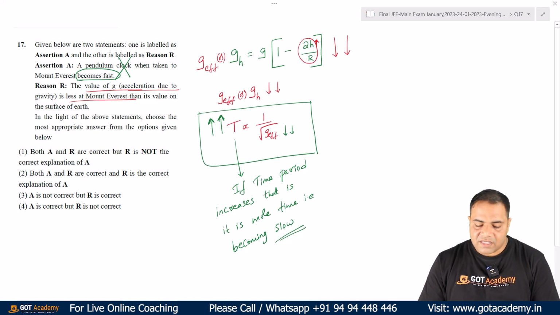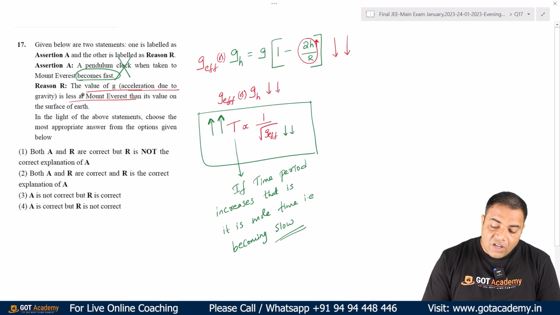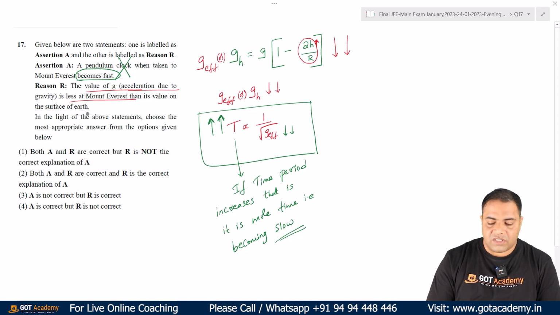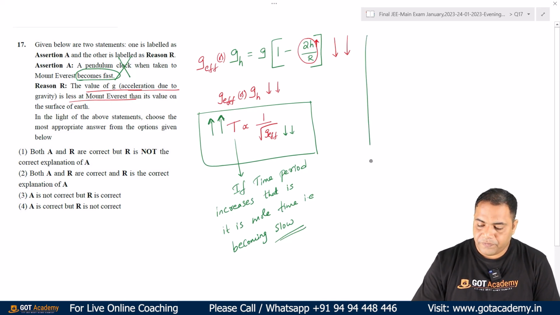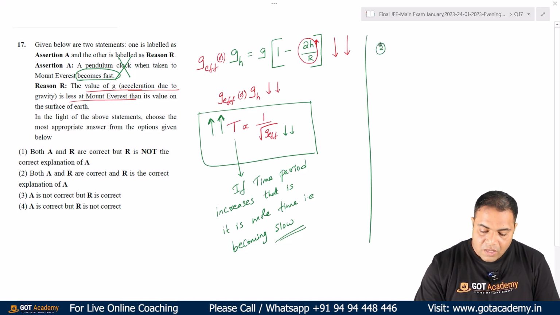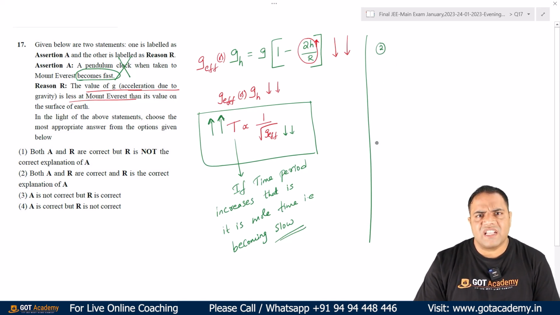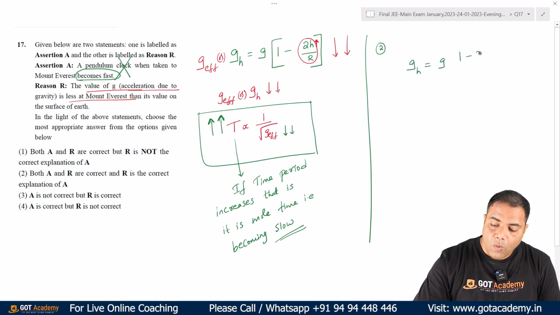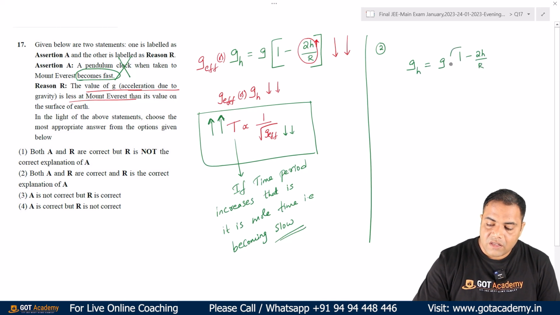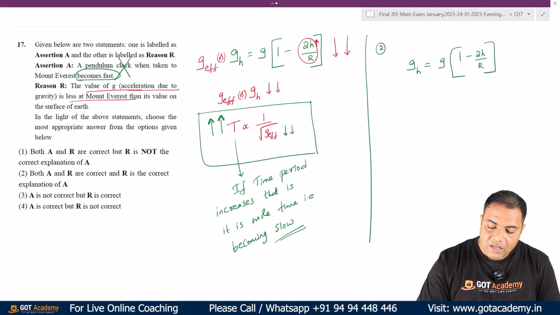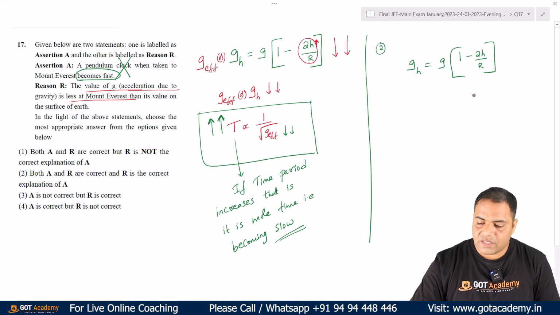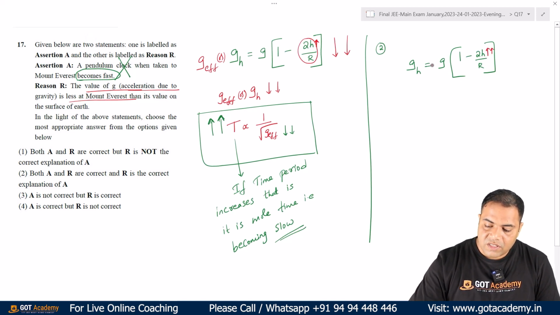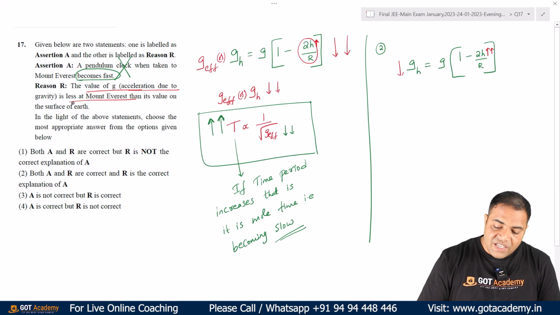Now let us come back to the reason. Okay. The value of G is less at Mount Everest than its value on the surface of Earth. Let us check it out. The value of G is less at Mount Everest. So Mount Everest means nothing but at some height h. So G at a height h is given as G into 1 minus 2h by r. So this is our formula. Okay. So Mount Everest means nothing but at some height. So this is reduced. So the value of G is less at Mount Everest.